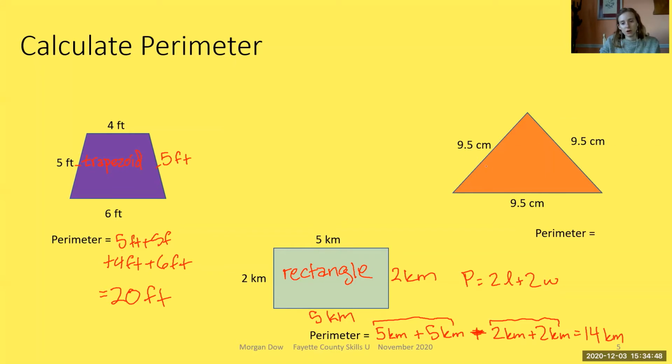All right, and then for our triangle here, you can see each of the sides is the same. This is an equilateral triangle, meaning it's got 3 equal sides. So I'm just going to add up those 3 sides, 9.5 plus 9.5 plus 9.5. And since they're all the same, I could do 3 times 9.5 centimeters. That should give me an answer of 28.5 centimeters.